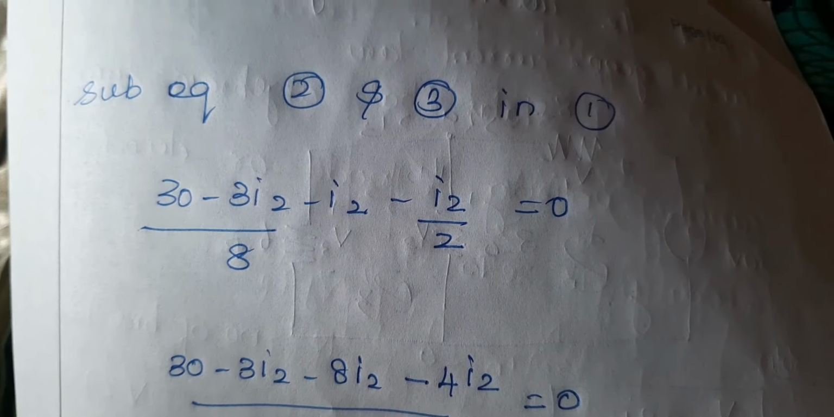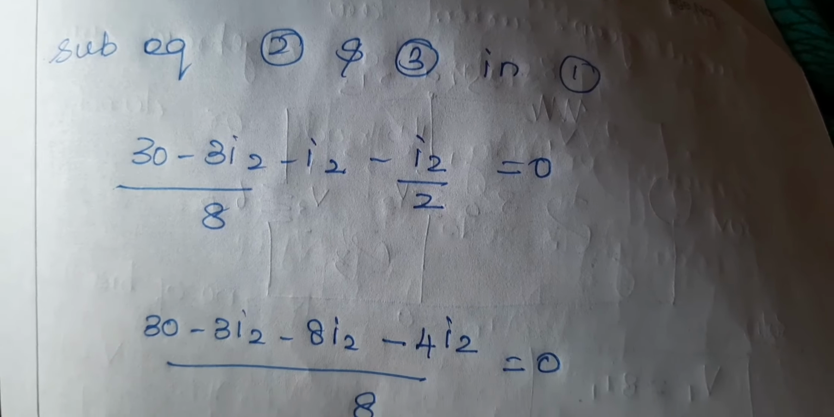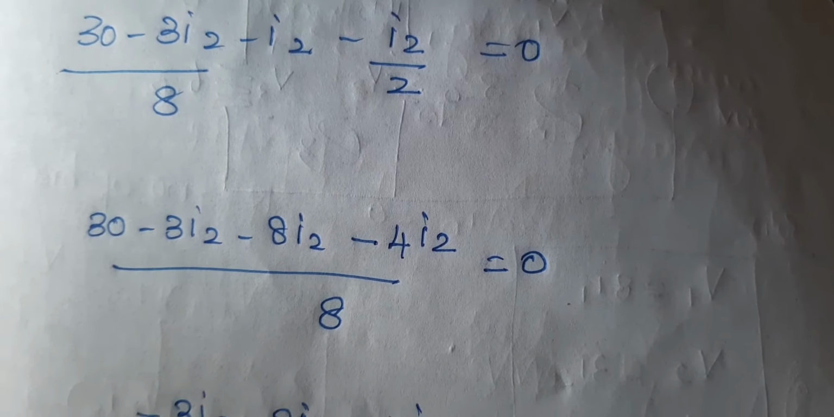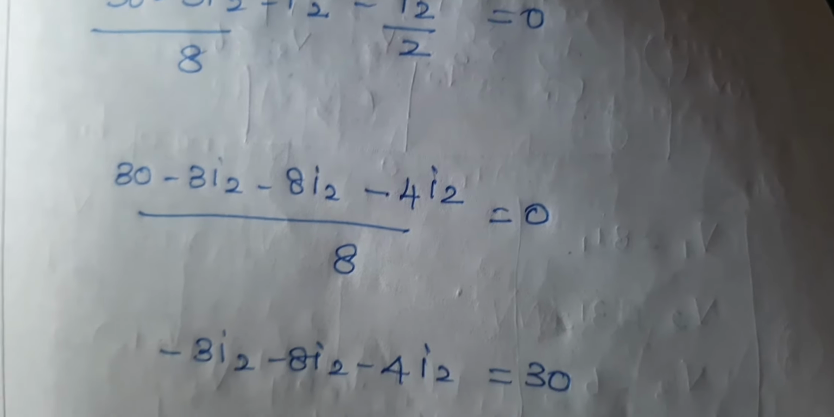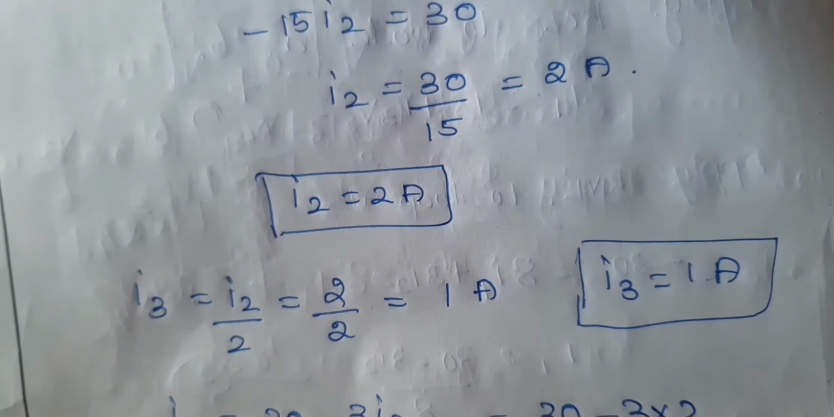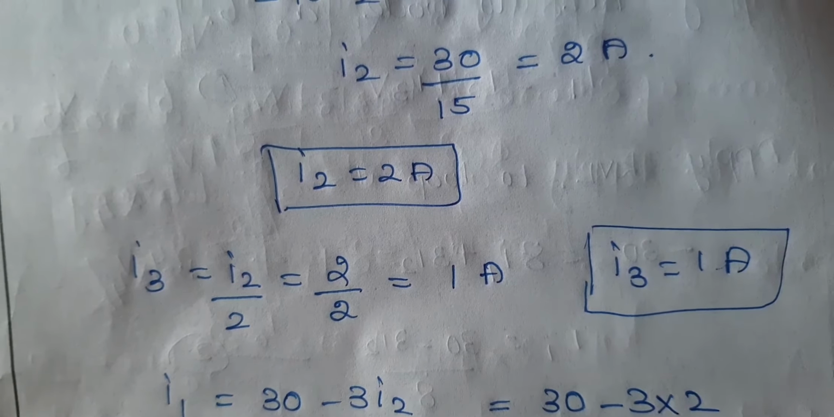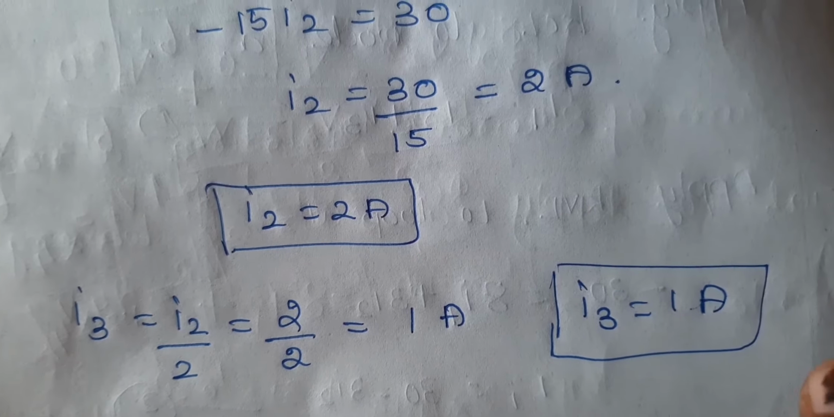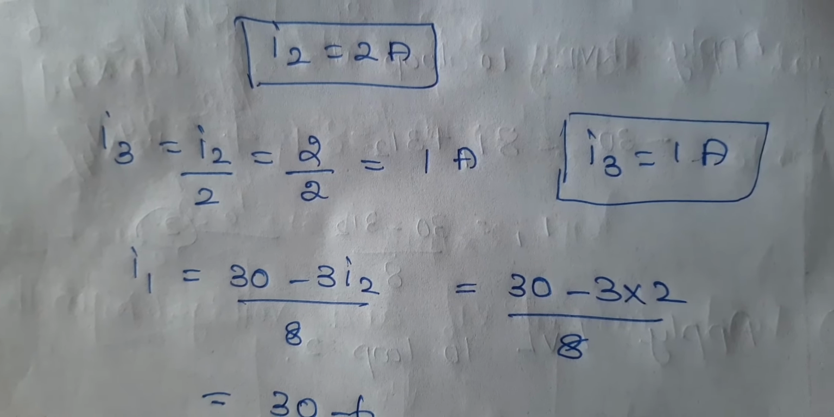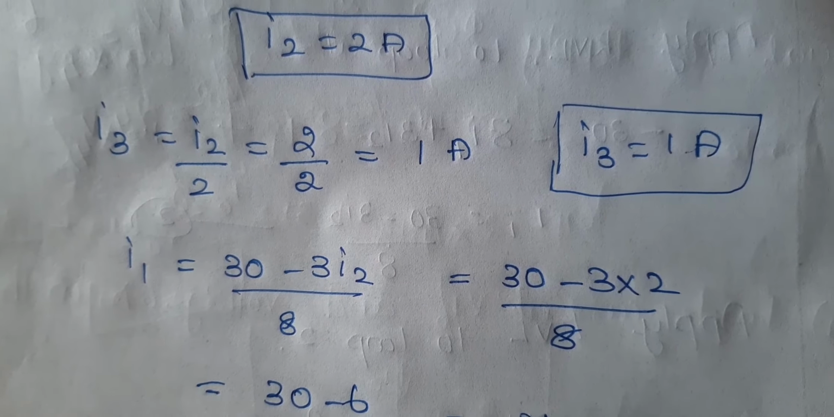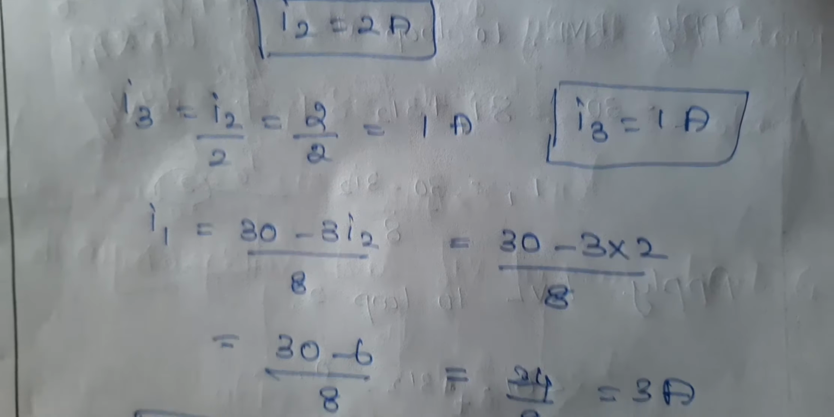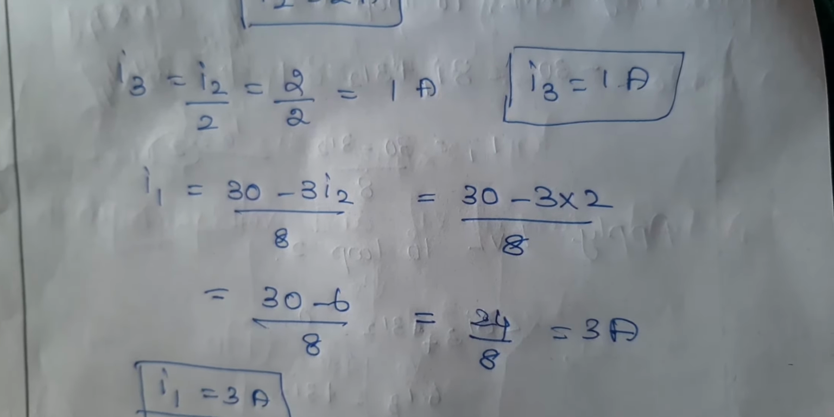So now substitute equations 2 and 3 in equation 1. You will get this value, and now apply the LCM. Take the LCM, and after taking the LCM and solving, get the I2 value. After getting I2, you can easily substitute and find the I3 value, and after finding I3, you can find the I1 value by substituting the I2 value, and you got I1, I2, I3.